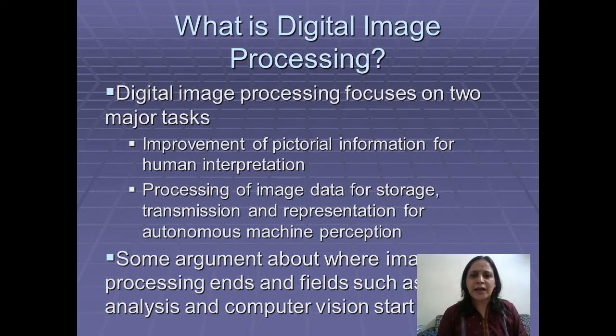So there are two major tasks or processes we have to focus on in image processing. One is improvement in the quality, so that the pictorial information for human interpretation is improved, and the second is processing that particular image for storage, transmission and representation of the data.